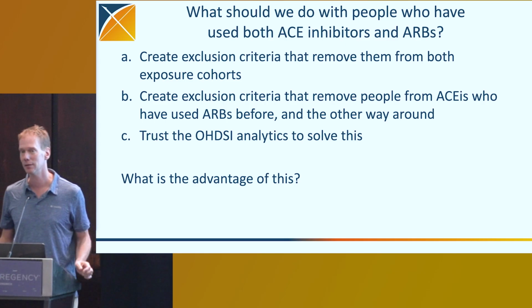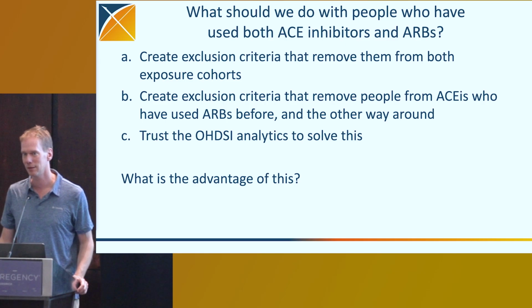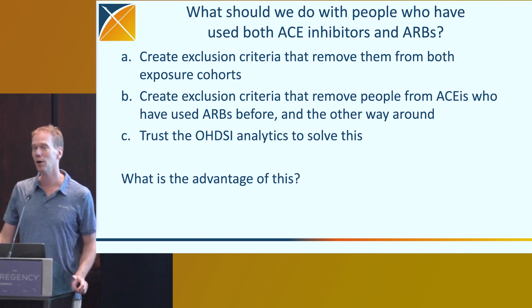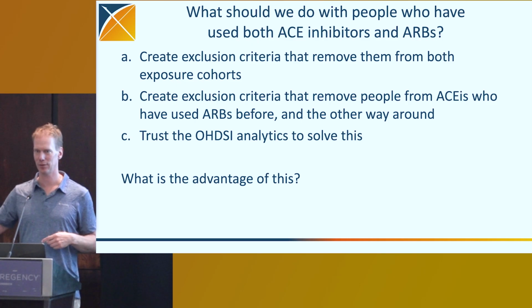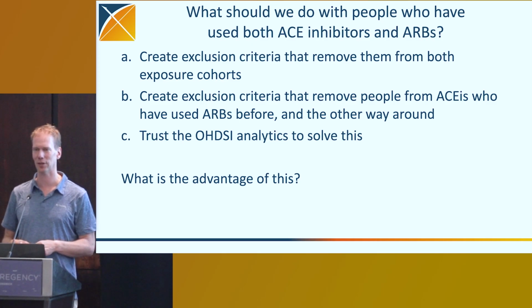Yes? I guess it depends on how many patients receive both. If only very few, I think choose A to exclude them. If there's many, maybe another option, you could create a third cohort of patients that receive both. Oh, you mean at the same time? Yeah, it depends on how many patients receive both. Well, if it's at the same time, you could create a separate cohort just for that, yes. Which we have done in some of our studies. But then you need lots of data to be able to do that.